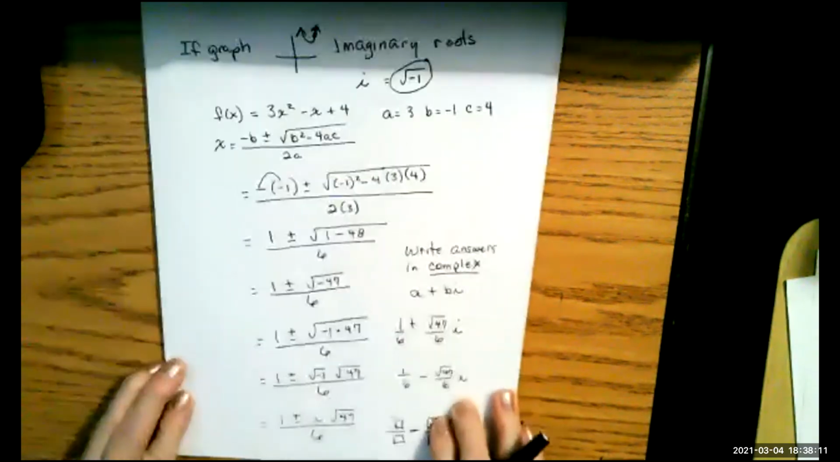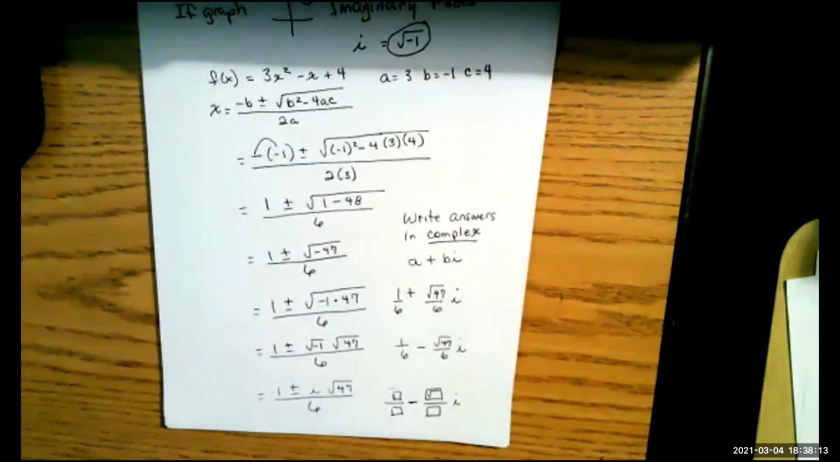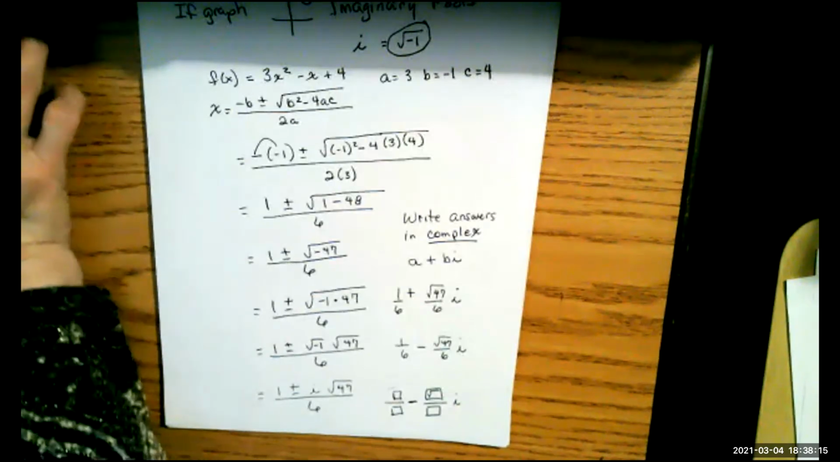Okay, I'm going to leave that there a second and see if we have questions. I have a question. Why did you separate into two, like the 1/6 minus the square root of 47/6?